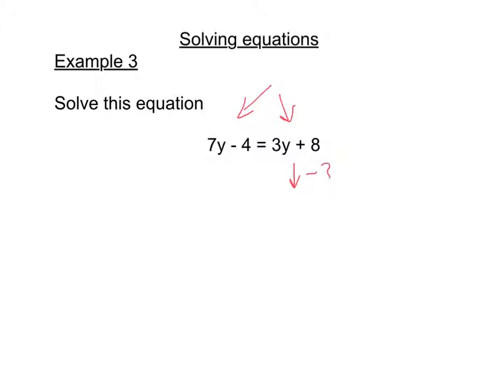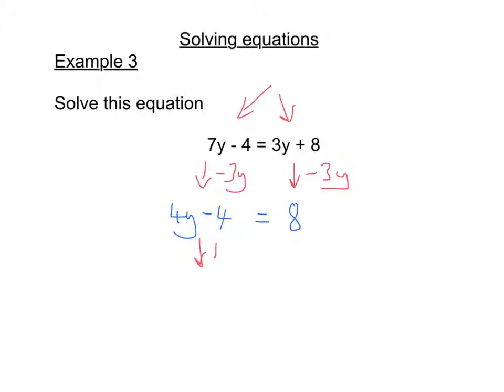So let's get rid of those 3 y's on the right hand side, but that means to maintain the equality we've got to take 3y away from the left hand side. So now on the right hand side I'm just left with 8 because the 3 y's have disappeared, but on the left hand side 7y take away 3y, I've got 4 lots of y, and that minus 4 is still there. Look at that, I've created a 2-step equation. Happy days, because we know how to solve these.